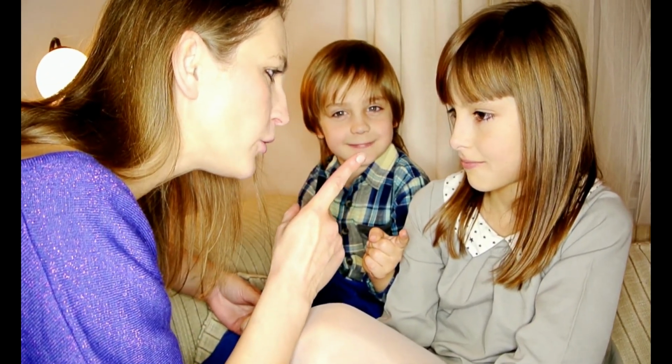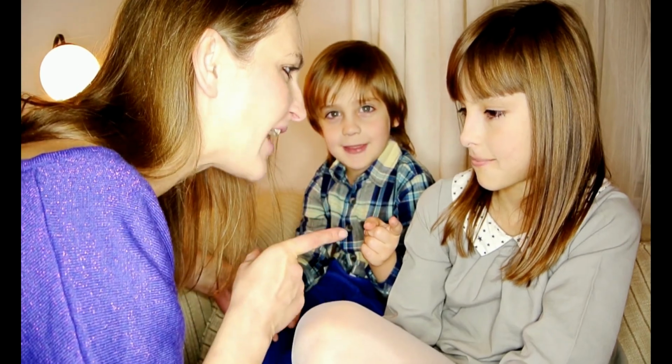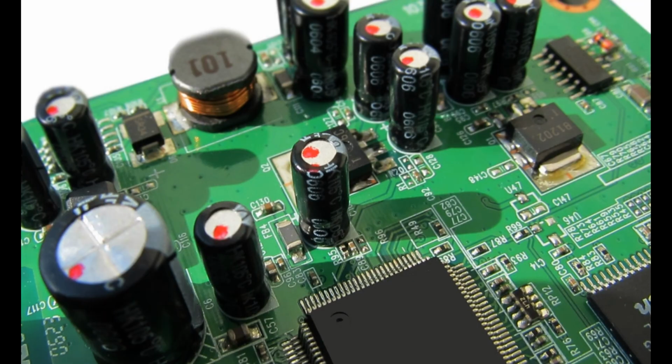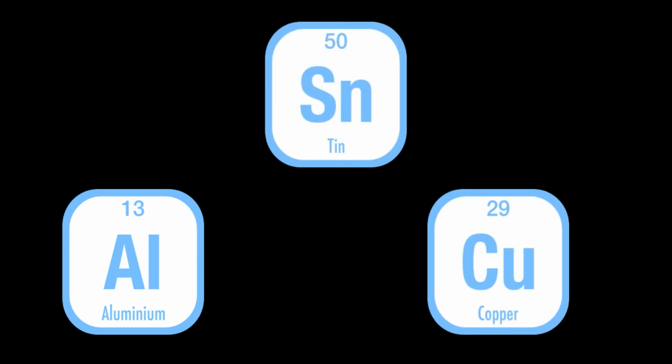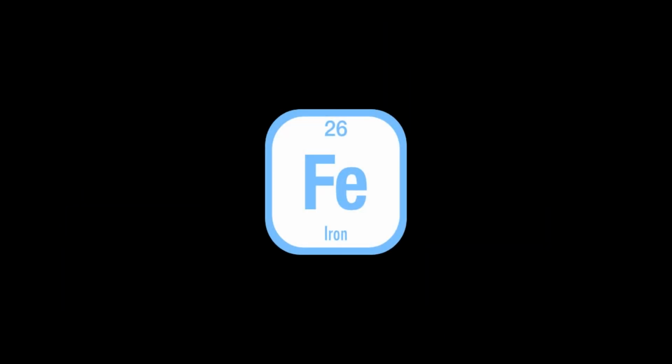So why is this? We're always told to be so careful about magnets near electronics. Well, in truth, many of the components inside a modern mobile phone are made of elements such as aluminium, copper, and tin. Metals which are very good conductors, but are not ferromagnetic.